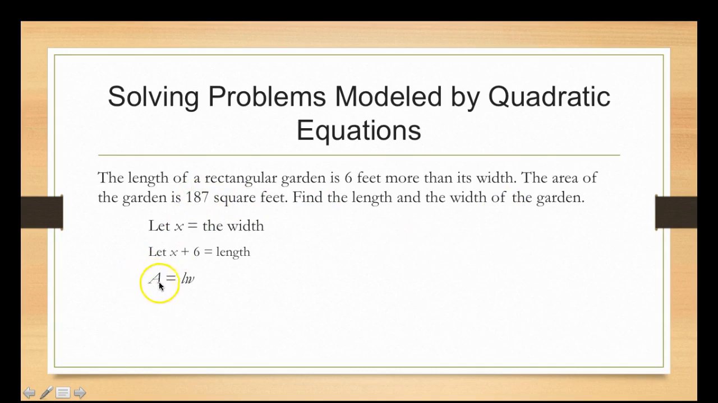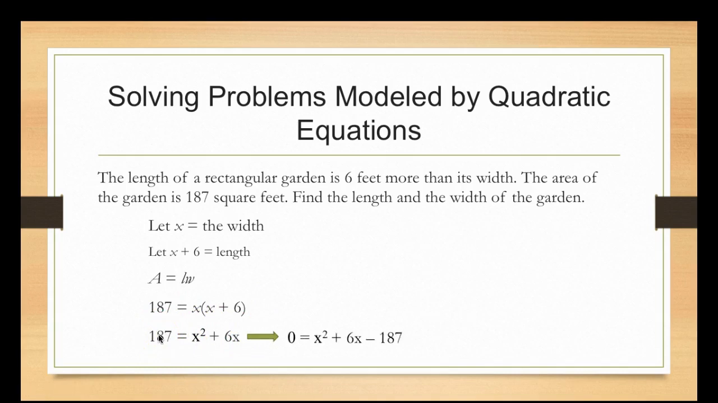So now we know that our area equals length times width. We're going to plug in what we know: our area, our length, and our width. We now have this equation. Well, let's get this to look like a quadratic. So we're going to first FOIL the x to the x and to the 6. And then we're going to subtract 187 from both sides of my equation so I can set the expression equal to 0.